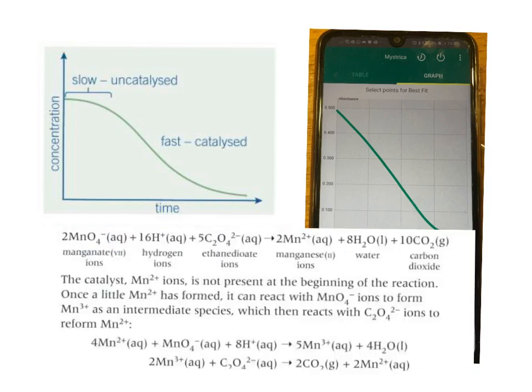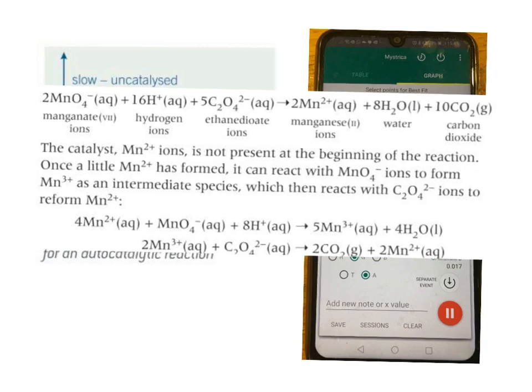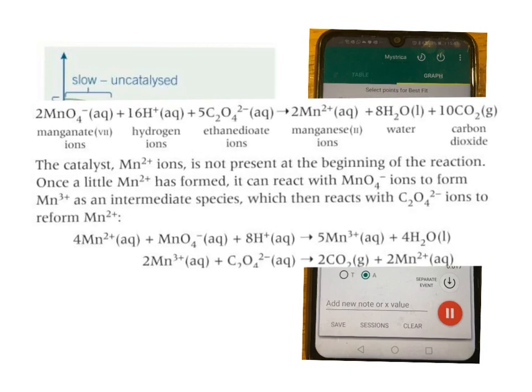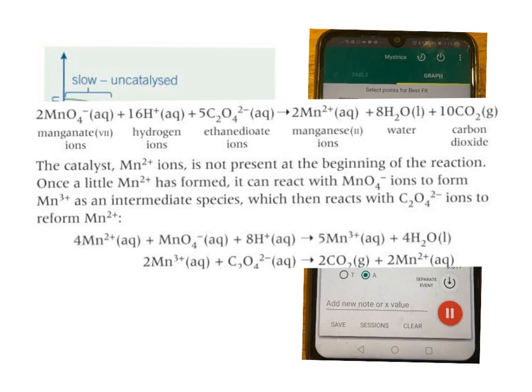You should be able to replicate this sketch graph in an exam, and also you should, from the transition metals, be able to work out this balanced redox equation. So remember, the catalyst, the Mn2+ ions, are not present at the start, but once a little Mn2+ is produced, it then reacts with the MnO4- ions to produce Mn3+. This is an intermediate species, and the intermediate Mn3+ then reacts with the ethanedioate to produce carbon dioxide, and the final product, Mn2+ ions.